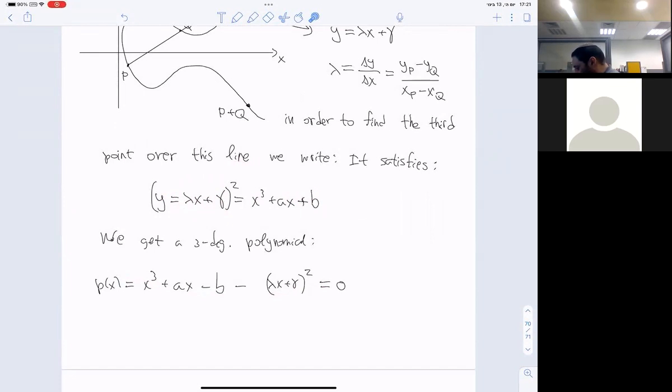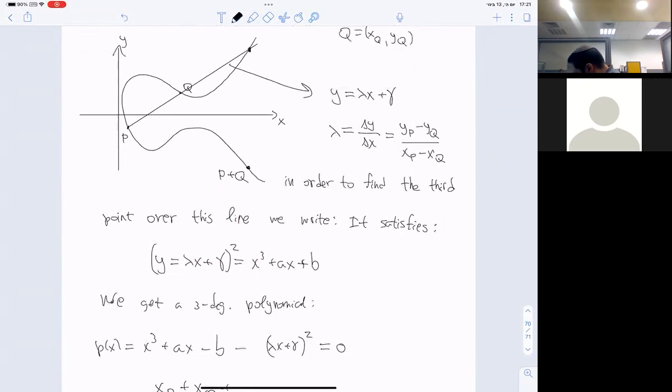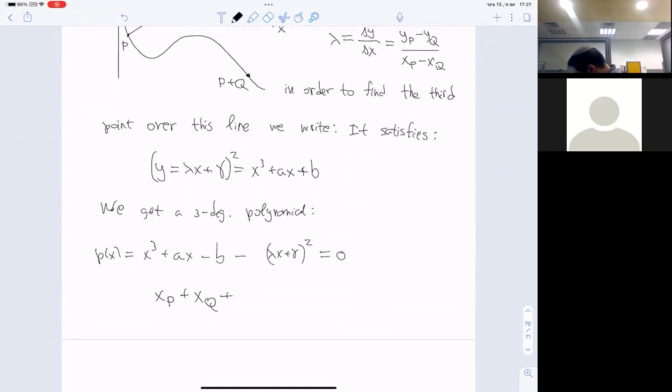And these roots are distinct because P and Q are different. Okay, so we know that x of P plus x of Q plus, let us call this point R, x of R is actually minus the coefficient of x squared. You know that? It's always true in any polynomial. If you take the coefficient of the term one less than the degree, minus that coefficient is the sum of the roots.